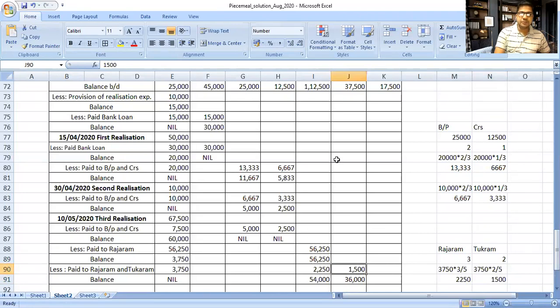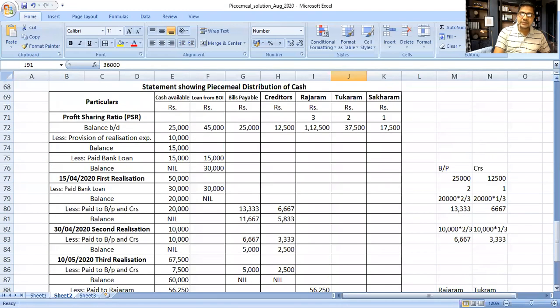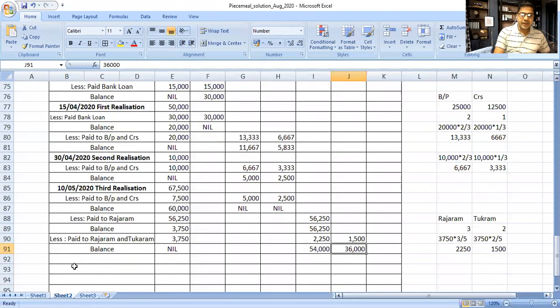We deducted from these capital balances, and the rest of the value remains unpaid. That is Rajaram 54,000 and Tukaram rupees 36,000. Now, after that, there is no cash available. Now, what we have to do? We have to move further. Further cash available, further realization, that we have to decide.